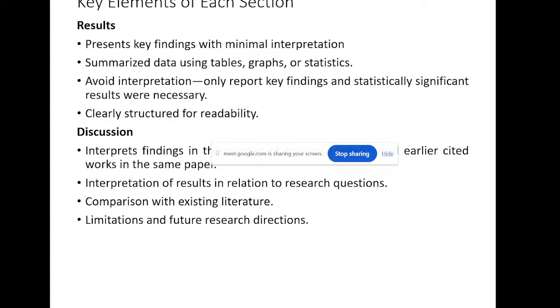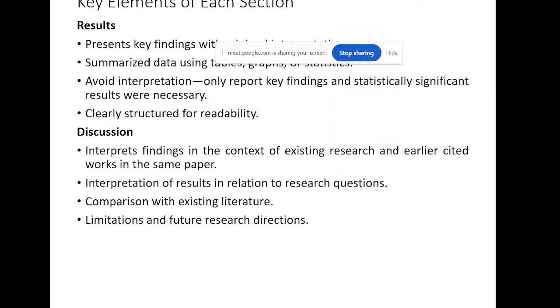And the same is done on the discussion, where you interpret findings in the context of existing research or earlier cited works in the same paper. So remember, whatever you're citing in the introduction, in the method, you're also citing it in the discussion if the findings are similar or contrary. And then of course interpretation of results in relation to the research questions, very important. Whatever results you respond to, methodology must be aligned with your research questions, objectives, or perhaps hypothesis. If anything is contrary to the research questions and objectives, don't address it.